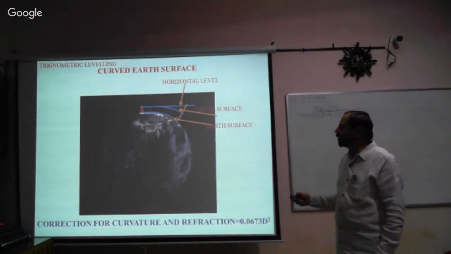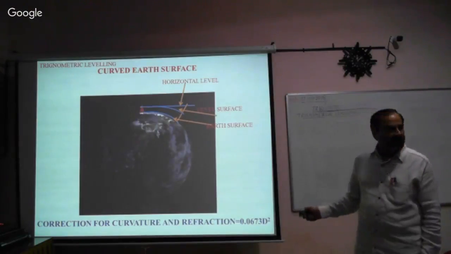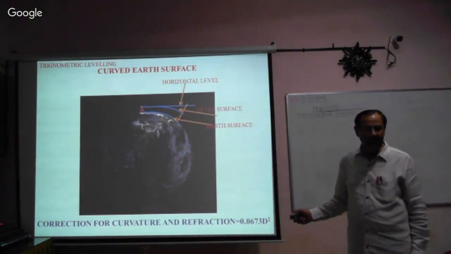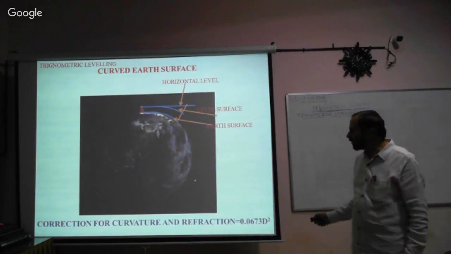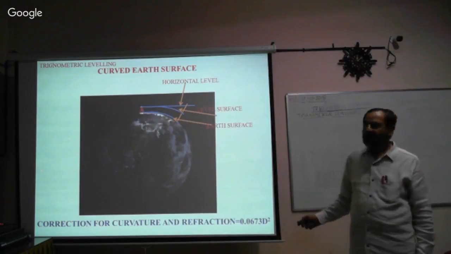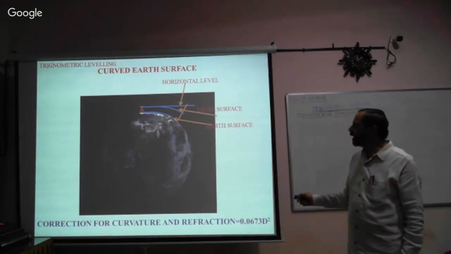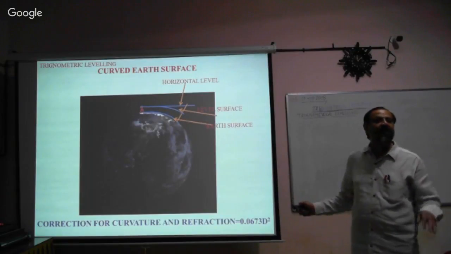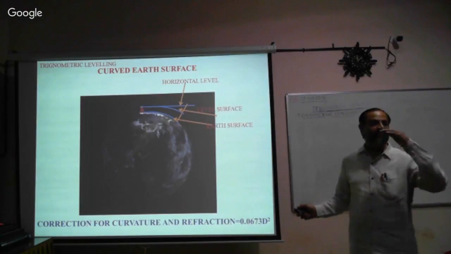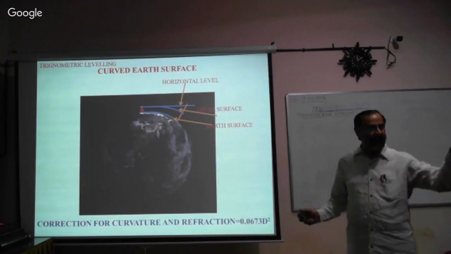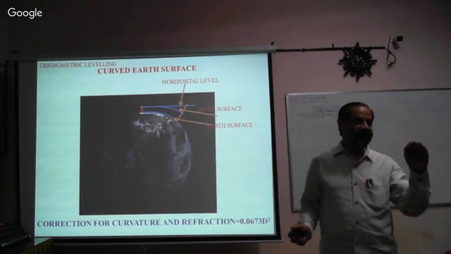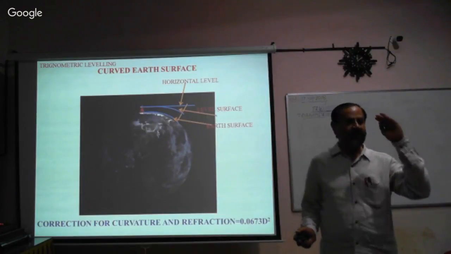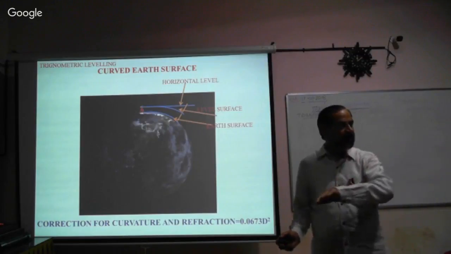Now see, this is the Earth surface. Have you understood this? Earth surface you all see. And what is this line? It is called a level surface. A level surface is the surface which is parallel to the Earth surface. Understood?